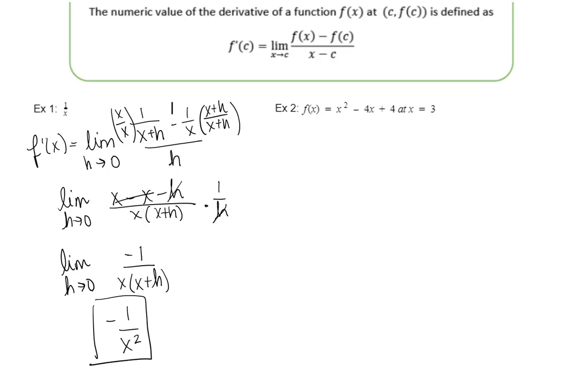And I don't need to write that limit notation anymore because h has been plugged in at this very last step. So I can say f prime of x equals negative 1 over x squared.